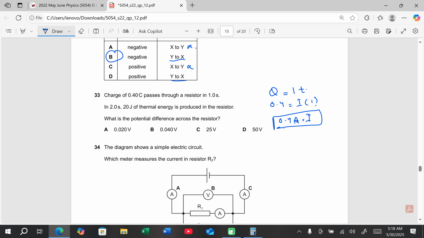Energy is given, so we're going to use E equals VIT. Energy is 20 joules. Voltage, the potential difference, we need to find out. Current is 0.4 and time is 2 seconds, so it is 20 divided by 0.8. I'm going to multiply by 10, so that's going to be 200 over 8, so that is going to be 25.